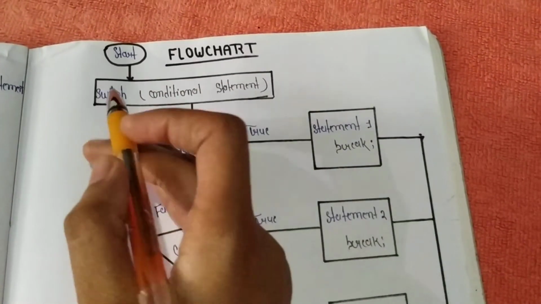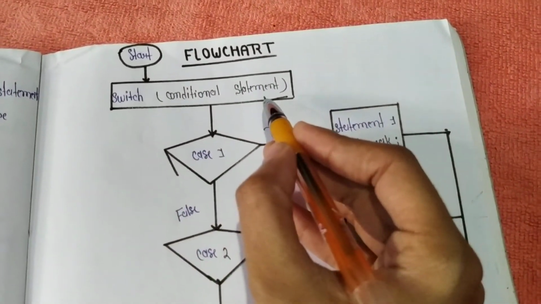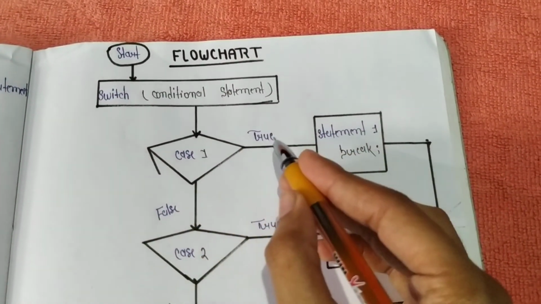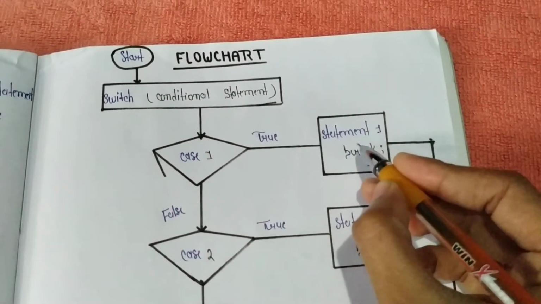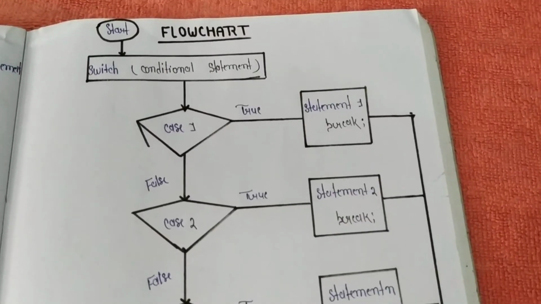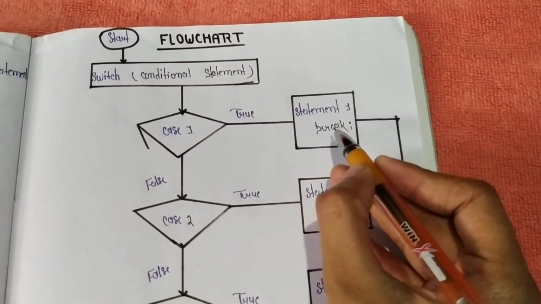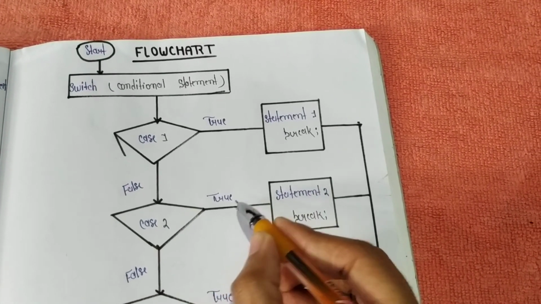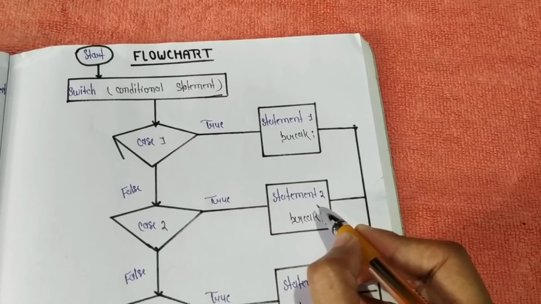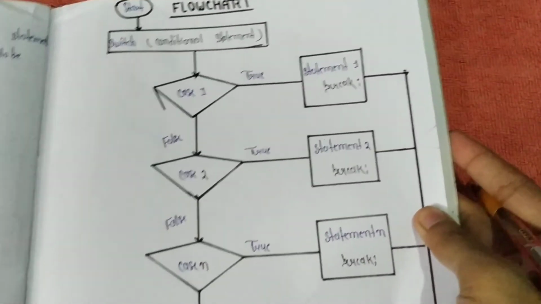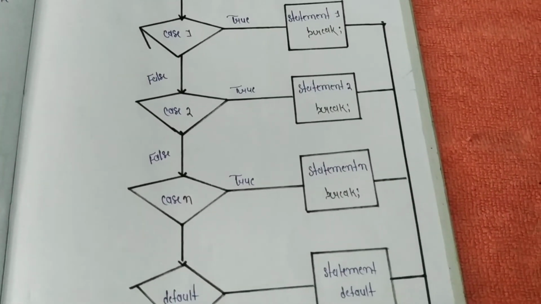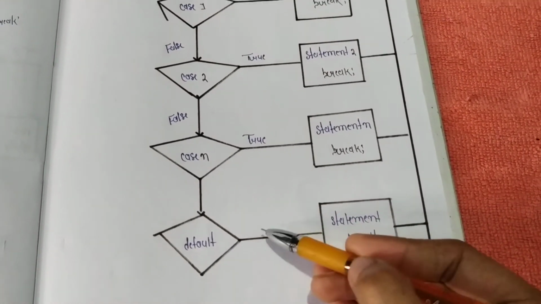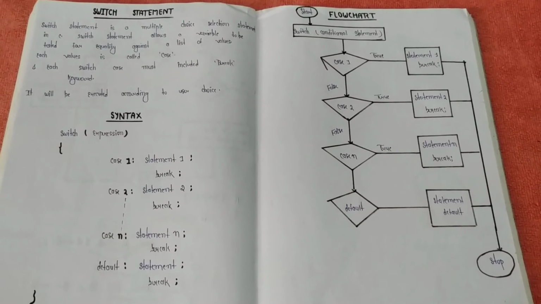Here we have the expression, and after that the first case, and if the first case is true then the first statement is executed, and we also use the break keyword, and after that the second case, and if the second case is true then the second block of statements will be executed, and after that break, and like this up to n cases. After the n cases we have to write the default case. Clear? So that's it about switch case statements.